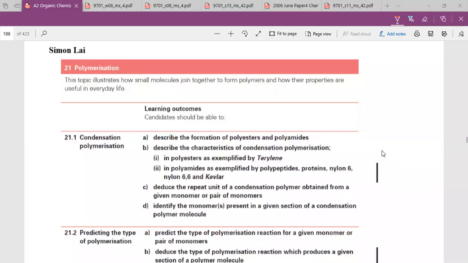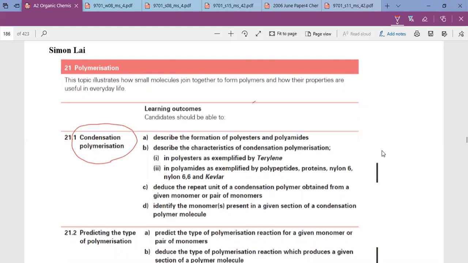Okay, hi guys. Today we will be doing one of the final parts, which is polymerization. As you can see here, for A2, we mainly talk about condensation polymerization. But the questions always come out together with addition polymerization.